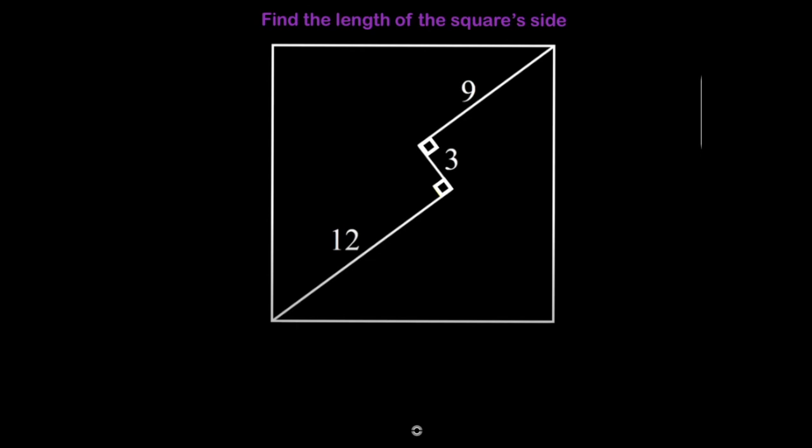Alright, today we're going to be looking at this problem, which I found on Pinterest of all places. It's pretty straightforward: find the length of the square side, and you're given these three pieces of information. There are these lines drawn inside the square, and they have lengths of 12, 3, and 9, and you're supposed to find the length of the square side, which we'll call x.